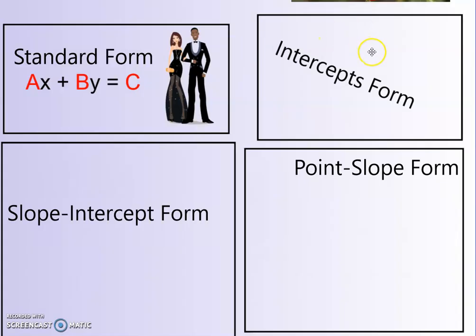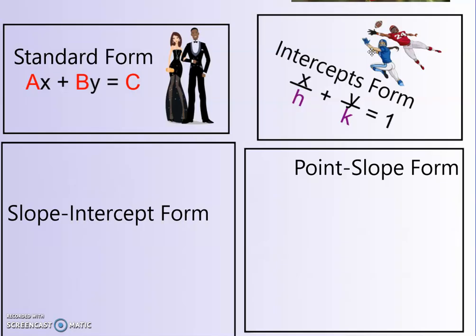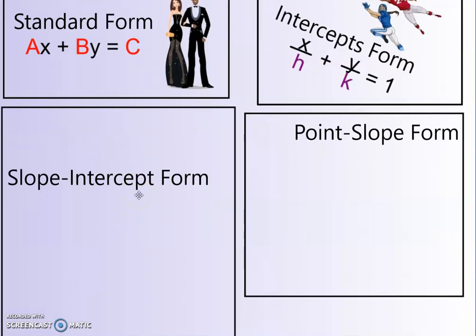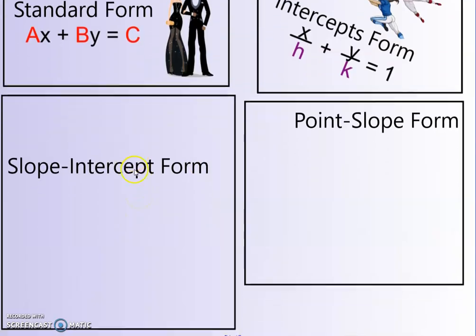There's another form you may or may not have seen called intercepts form. Intercepts form reveals right away the x-intercept and the y-intercept. And we'll actually talk about intercepts form later on. I just want you to see it today. That's all. And then we have what seems to be everybody's favorite, slope-intercept form.